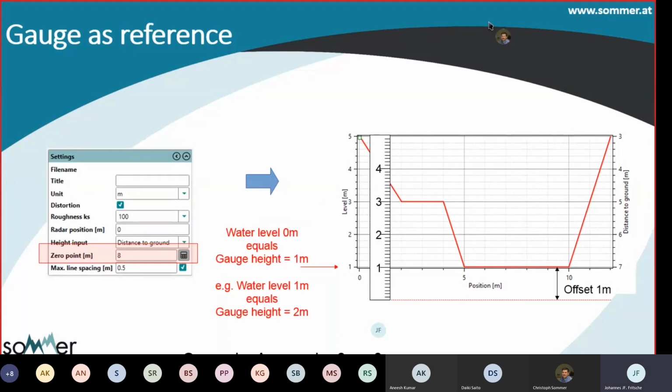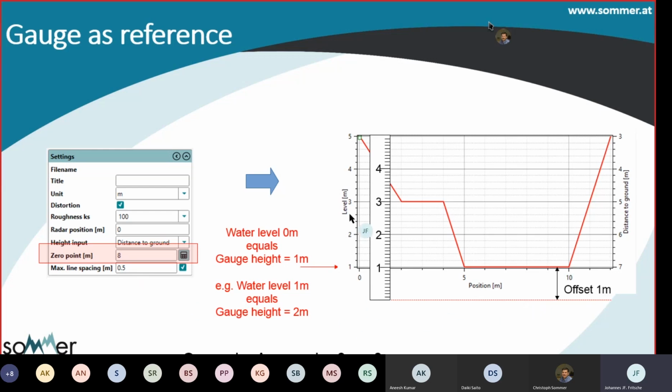So what we're going to do is just go into the settings again and adjust our 0 point. And in our case, we say our 0 point is 1 meter below the lowest point. We just add this additional meter to our 0 point, in our case 8 meters.